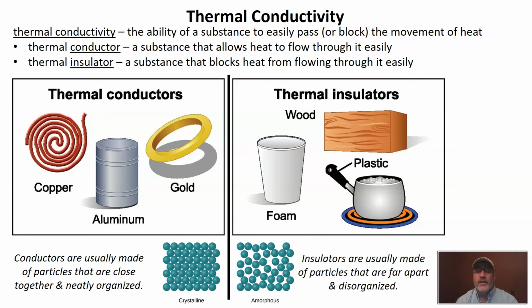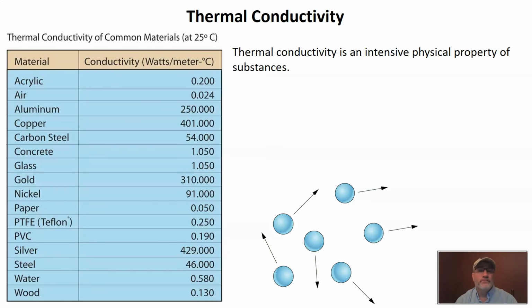Thermal insulators, on the other hand, are usually made from particles that are often very far apart and very much disorganized, right? They're very random and spread out. So a thermal conductor allows heat to pass through it easily. A thermal insulator is a substance that really blocks heat and doesn't allow it to pass easily.